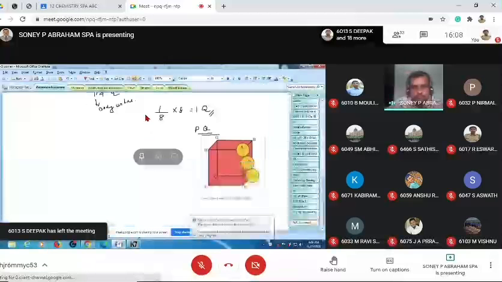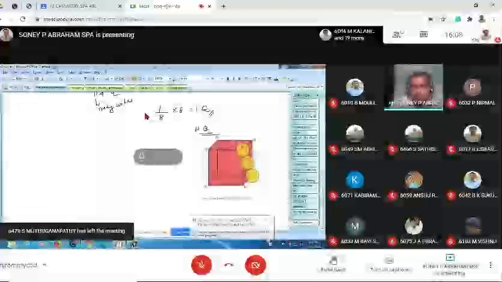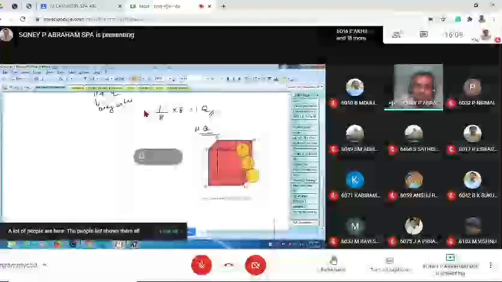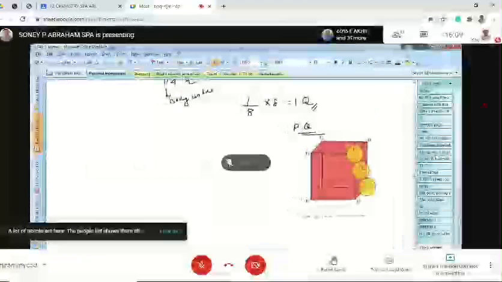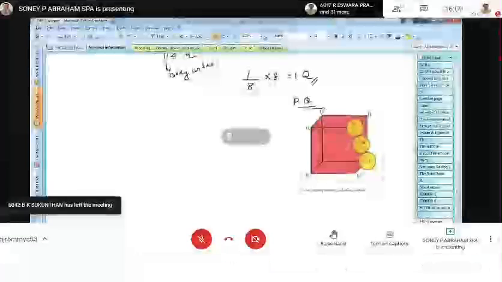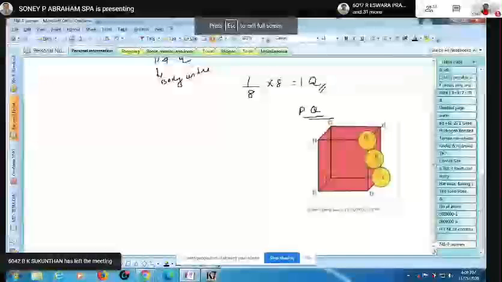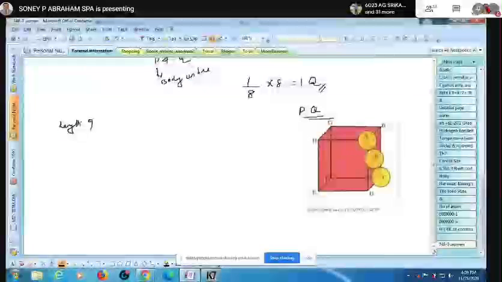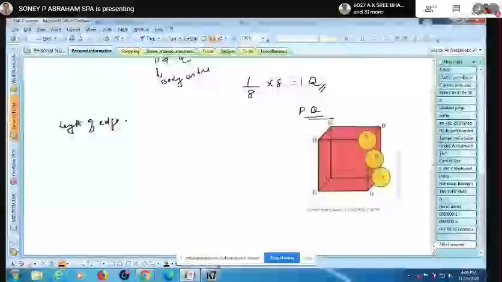So this is our figure. A cubic closed structure where only one face is shown. At the center of the face, we have an atom. Now, let me say the length of each edge of the cube is A.